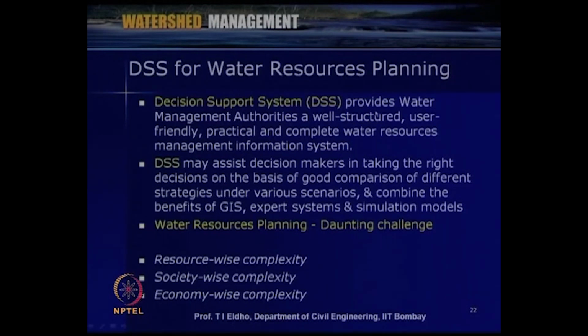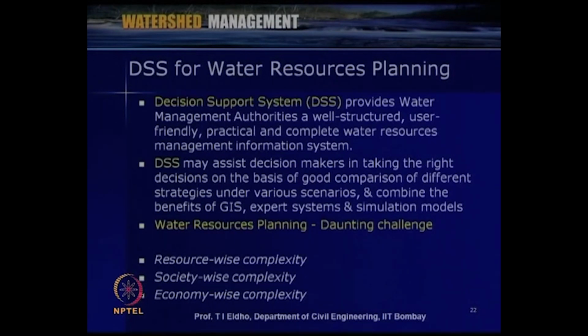So, decision support system provides water management authorities a well structured, user friendly, practical, and complete water resource management information systems. So, that way a number of software packages are available nowadays. Then DSS may assist decision makers in taking the right decisions on the basis of good comparisons of different strategies under various scenarios, and combine the benefits of geographic information systems, expert systems, and simulation models. So, various things we can combine together within the DSS, decision support systems.